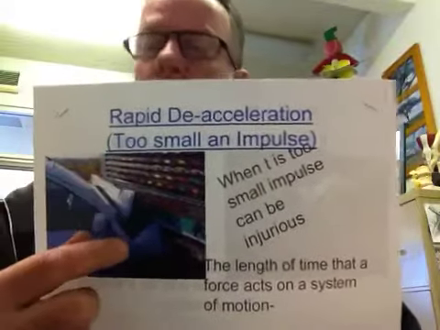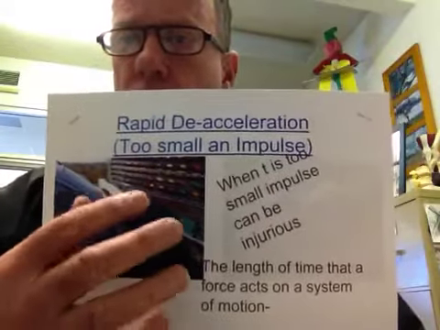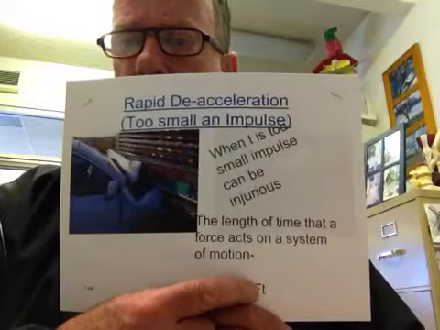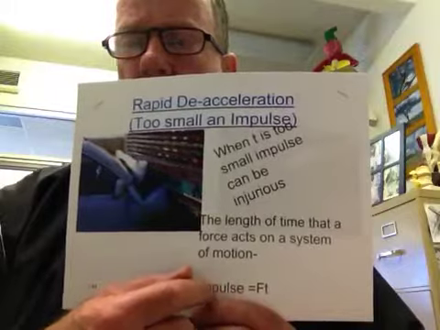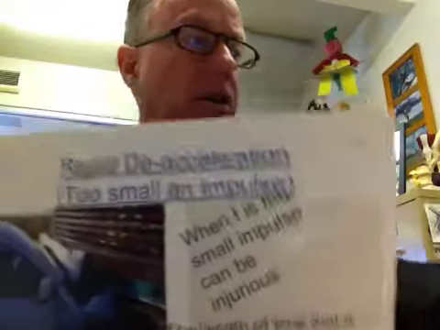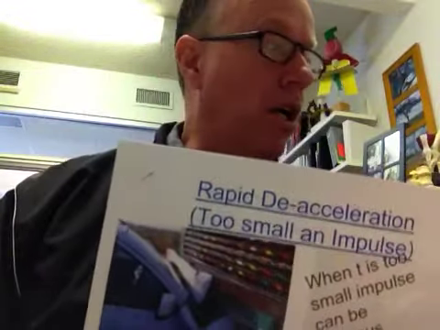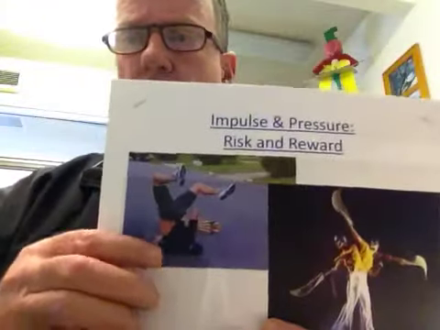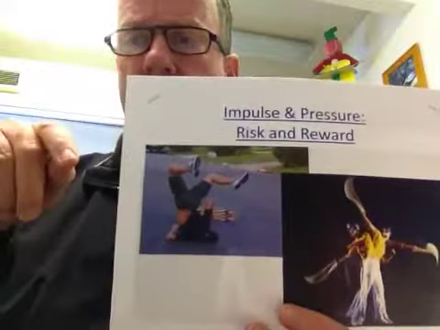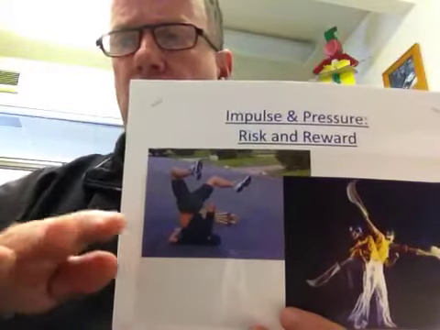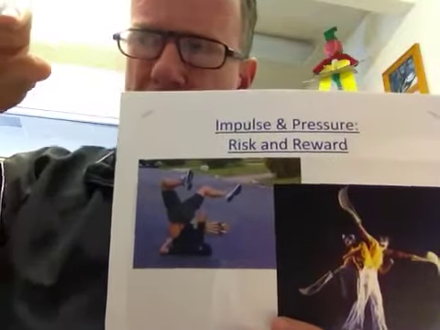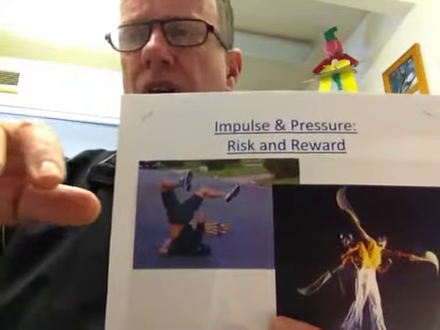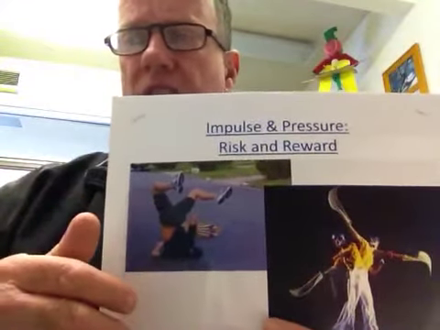When the t is too small, then the impulse of deceleration is small and the likelihood of injury is present. This would be an example of where the impulse is too small. He got inverted, crashed into the ground, and didn't spread it over time. All of the force was applied immediately instead of a slow deceleration, a rapid deceleration.